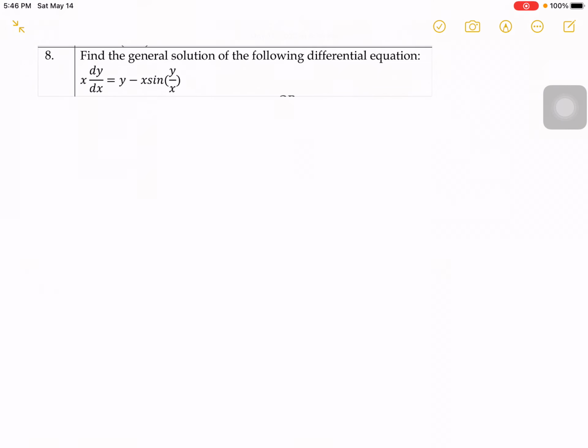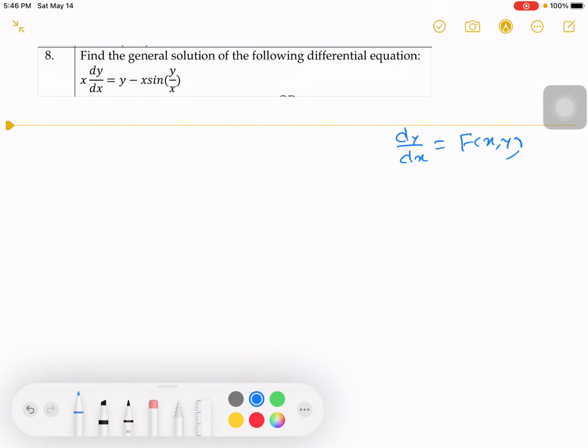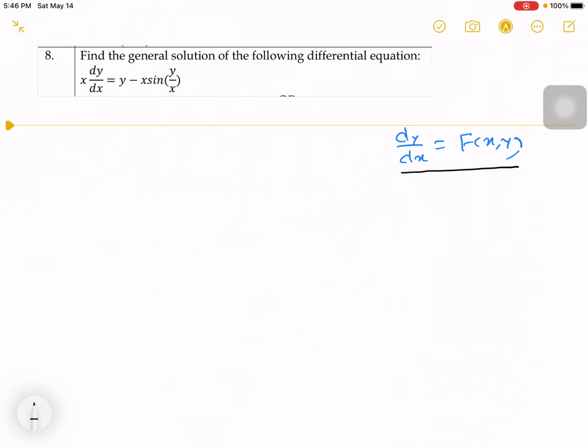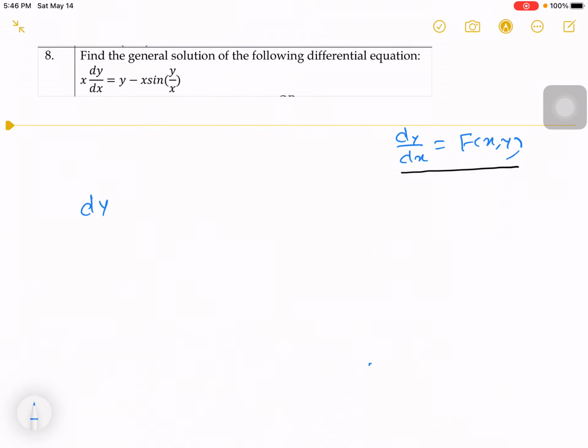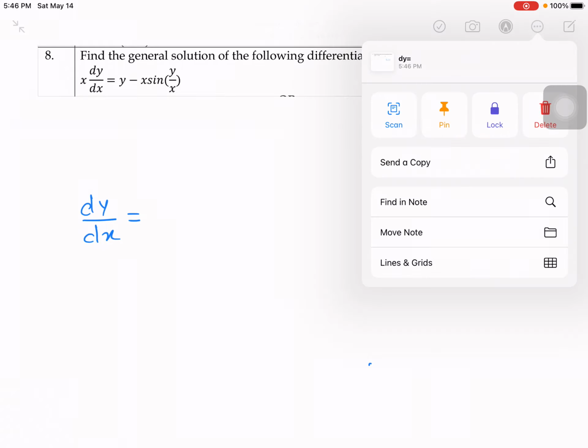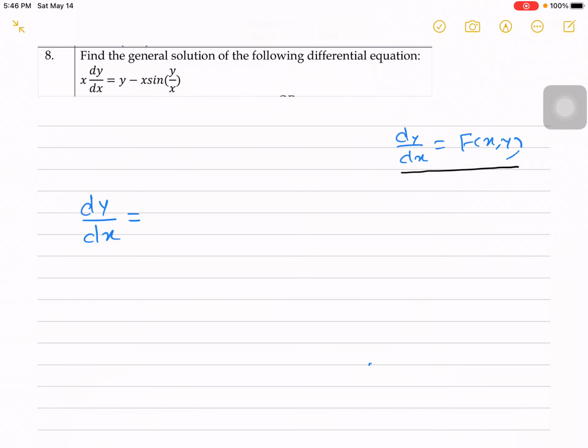So now in this question we will always write the differential equation first in the form dy by dx is equal to f(x, y). For any differential equation we want to solve, we have to write it in this form. So here we have to divide both sides by x, then dy by dx is equal to (y minus x sine (y upon x)) whole divided by x.